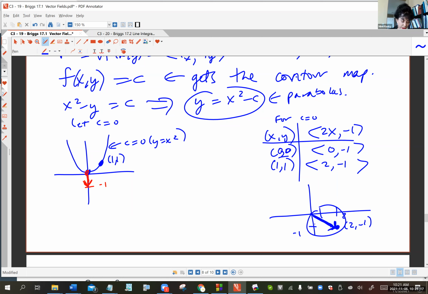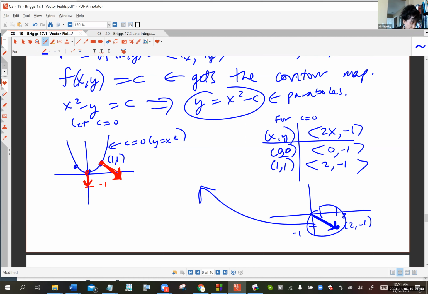Now don't leave it there. You have to translate it. So what do I mean? You're going to move this vector so that it is starting at the point (1, 1), points in the same direction and has the same magnitude. It looks kind of like that. Okay, so that guy.